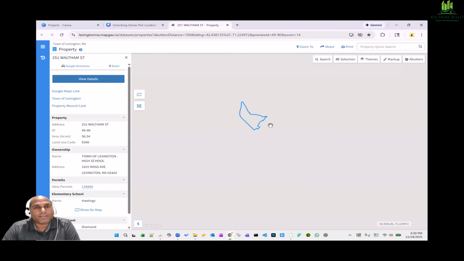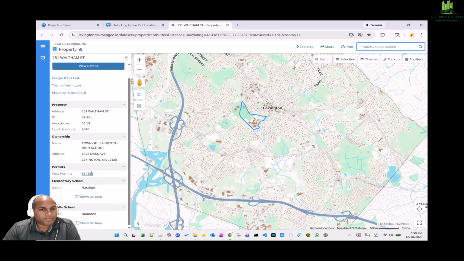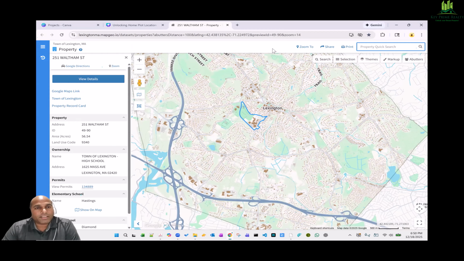We'll just go through this. As you can see, this is focusing on just Lexington. And then you can search again here for the property. So I just search for this, 251 Walton Street, and then it gives you the same thing, property, and then ownership. Who owns this property?